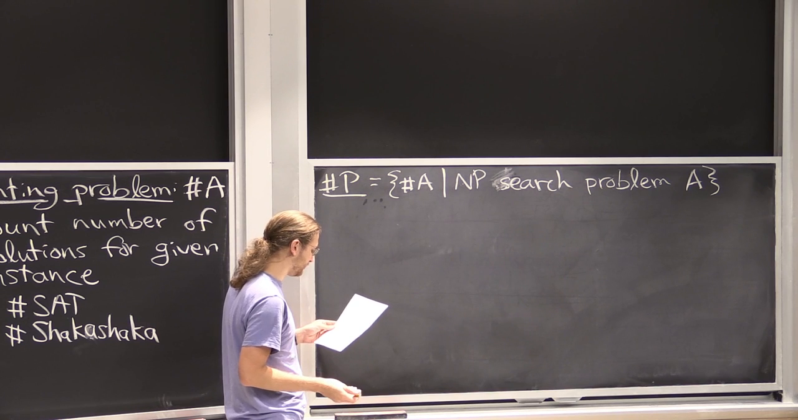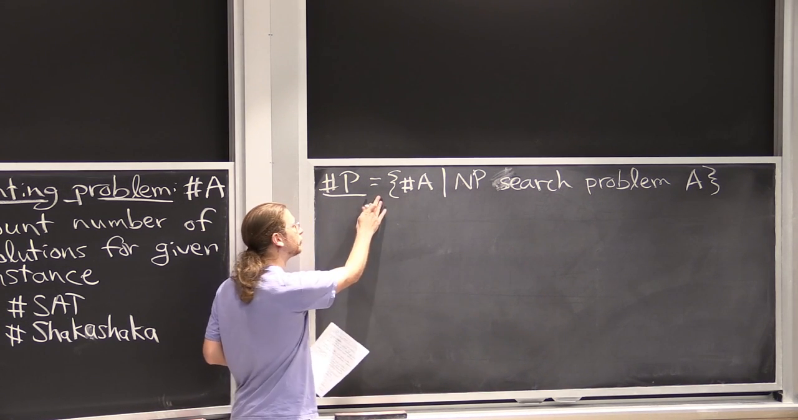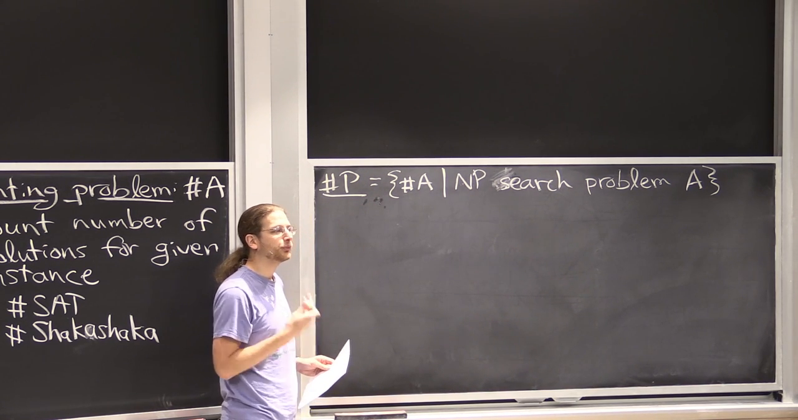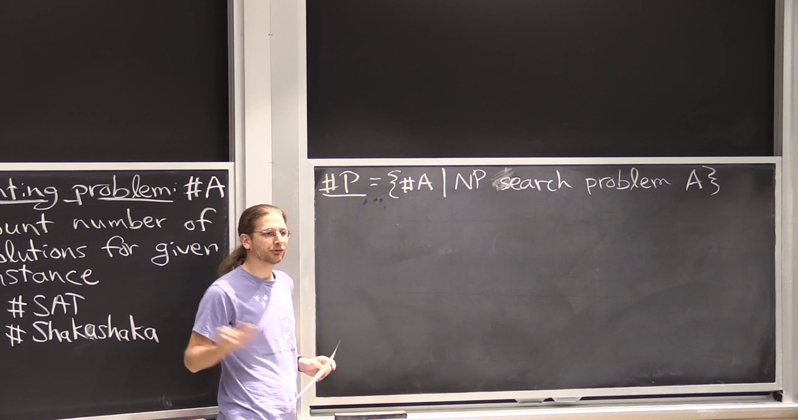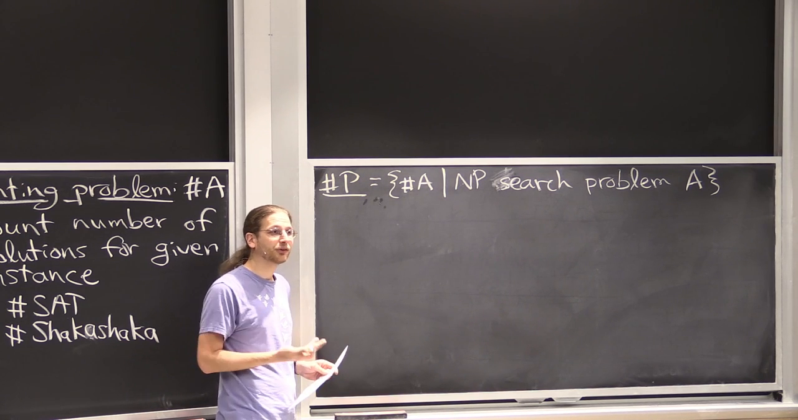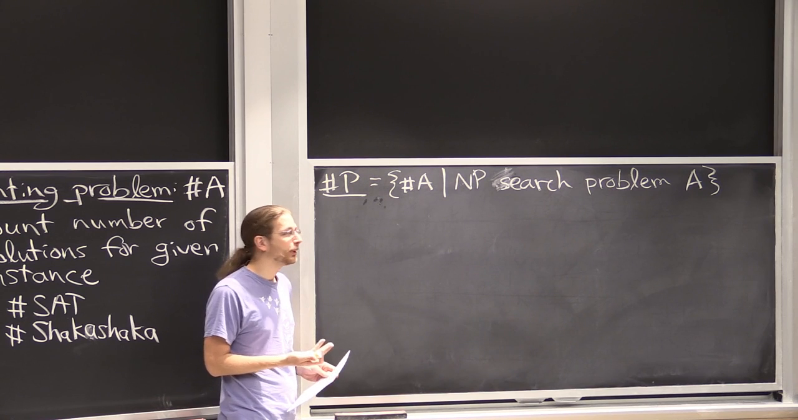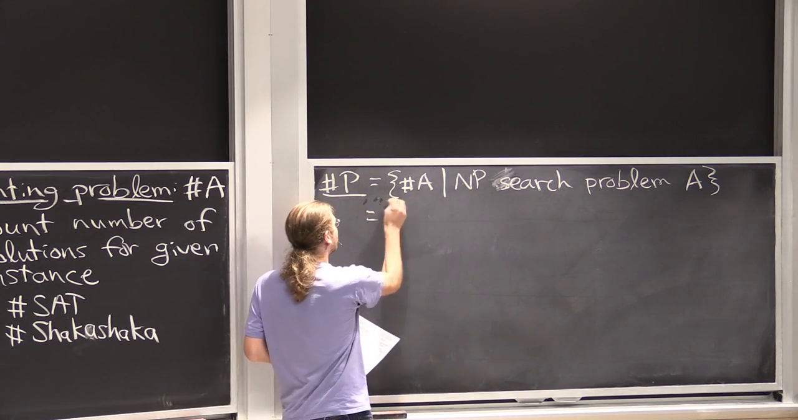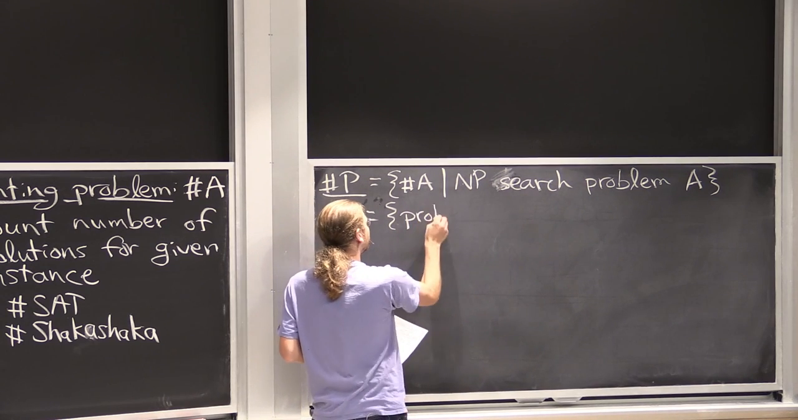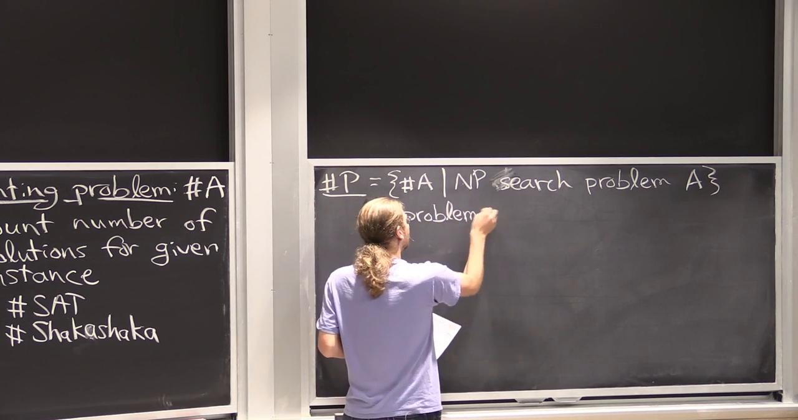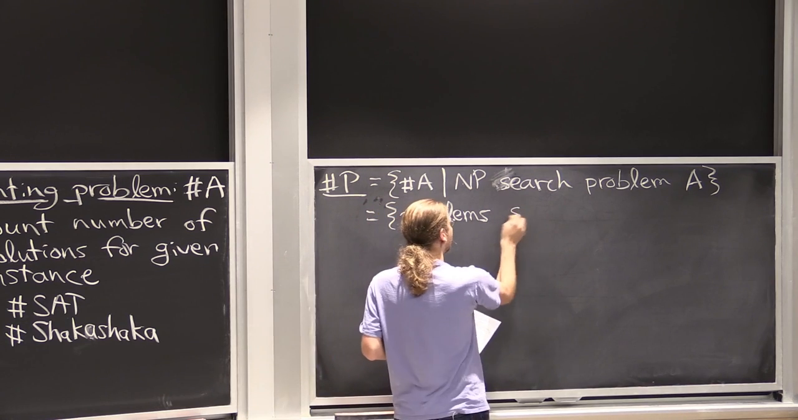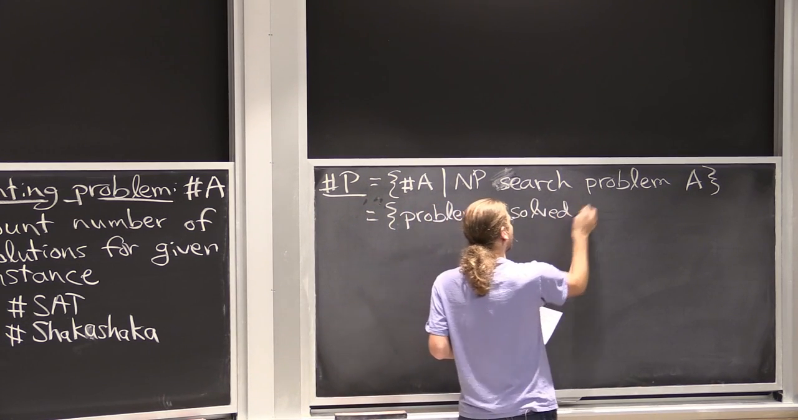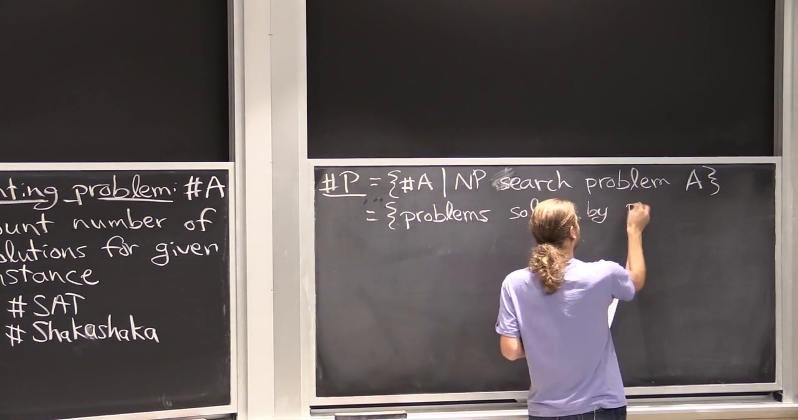Cool. So this is the certificate perspective. With NP, I gave you two different definitions, the certificate perspective and a non-deterministic computation perspective. You can do the same computational perspective here. You could say sharp P is the set of problems solved by polynomial time.